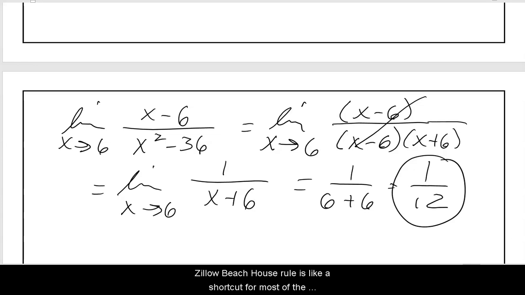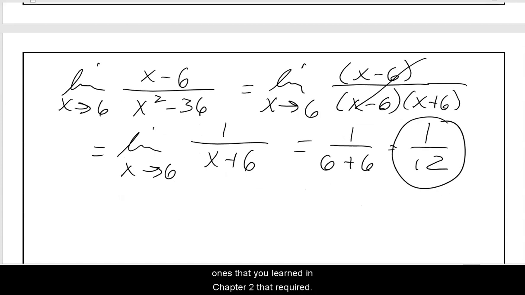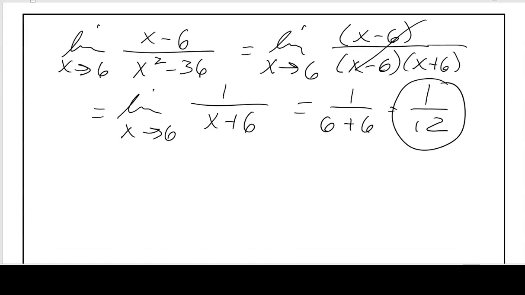So L'Hopital's rule is like a shortcut for most of the ones that you learned in chapter 2 that required factoring and canceling a common factor.